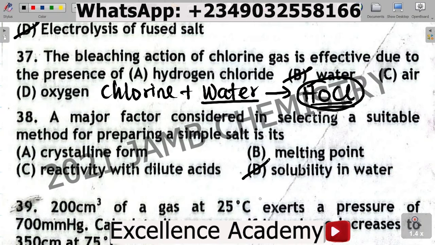You want to take note that the solubility of simple salt in water is a major factor considered. And this is because to get salt out finally through precipitation, the salt must not be soluble in water. All right, so the answer becomes D, solubility in water.